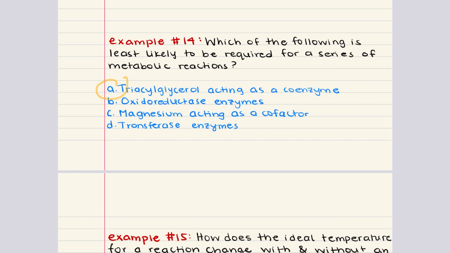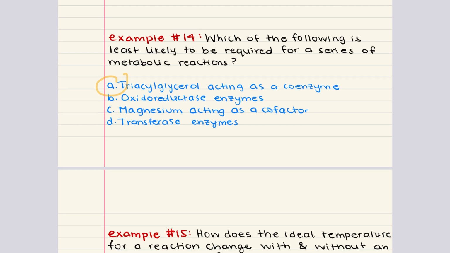and D. B says oxidoreductase enzymes. These are commonly used in metabolic pathways for oxidation reduction reactions. C says magnesium acting as a cofactor. Magnesium is a well-known cofactor for enzymes, especially those involving ATP. And D says transferase enzymes. These are enzymes that transfer functional groups from one molecule to another, and they're a very common step in metabolic sequences. So putting it all together, the correct answer here is A. Triacylglycerol is least likely to act as a coenzyme in metabolism.